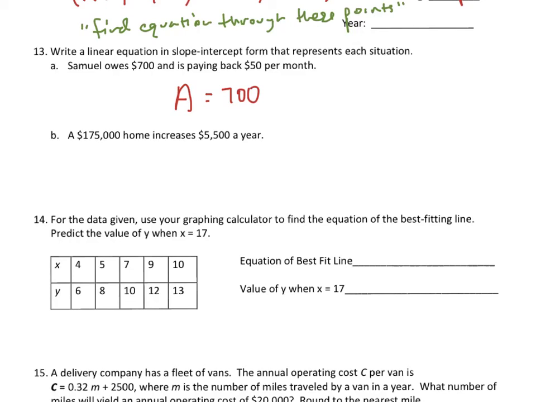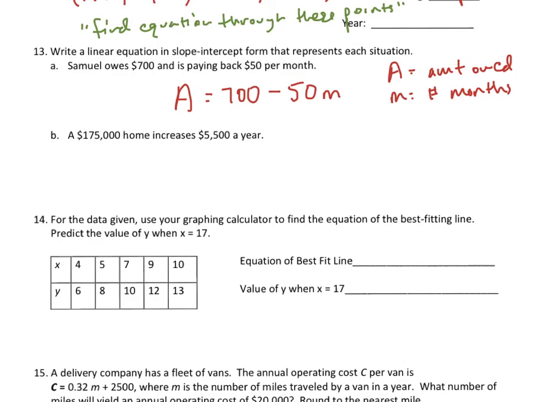So after 1 month, he's going to owe $650. After 2 months, he's going to owe $600. He's cutting $50 each time. You're going to subtract your 50. So again, A would be the amount owed, and M would be the number of months that he's paid it off. So A is the amount owed, and M is the number of months.